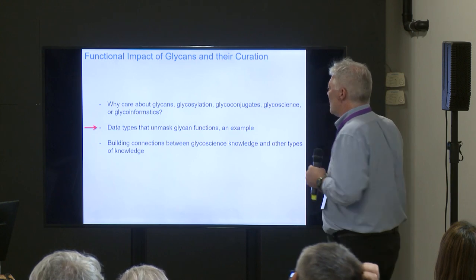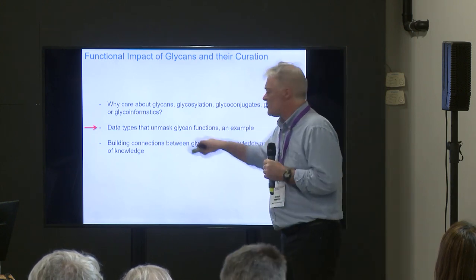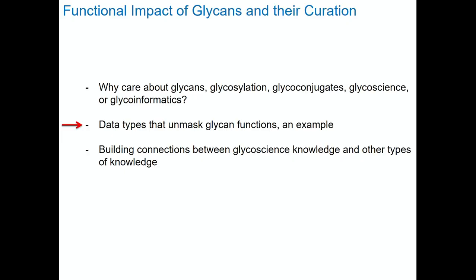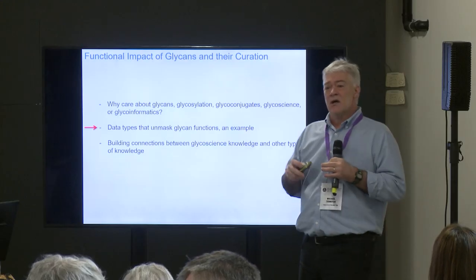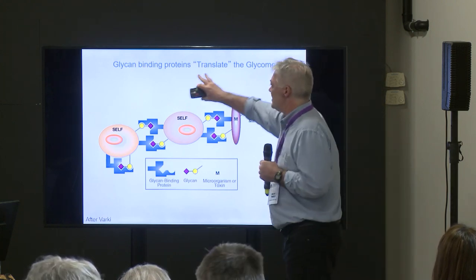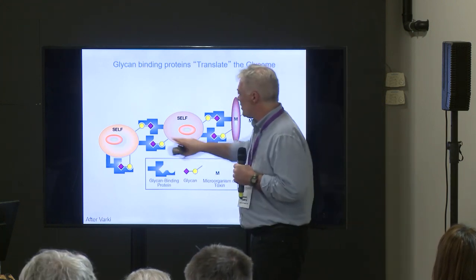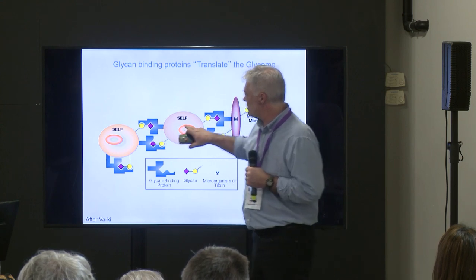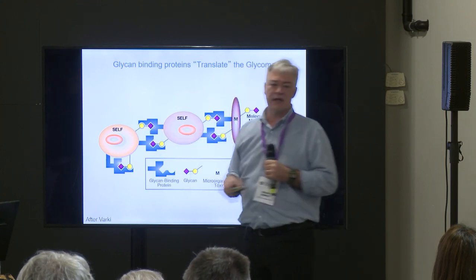All right, so one way to do that, we hope, is through functions. So I'm going to take a few minutes and just talk about one particular type of data. As I said before, there are other types of data we could talk about that I think are going to be useful to link function. But I'm going to talk about trying to understand the specificity of glycan-binding proteins. So a glycan-binding protein is simply a protein, shown here in this blue shape, that recognizes and binds to a glycan.